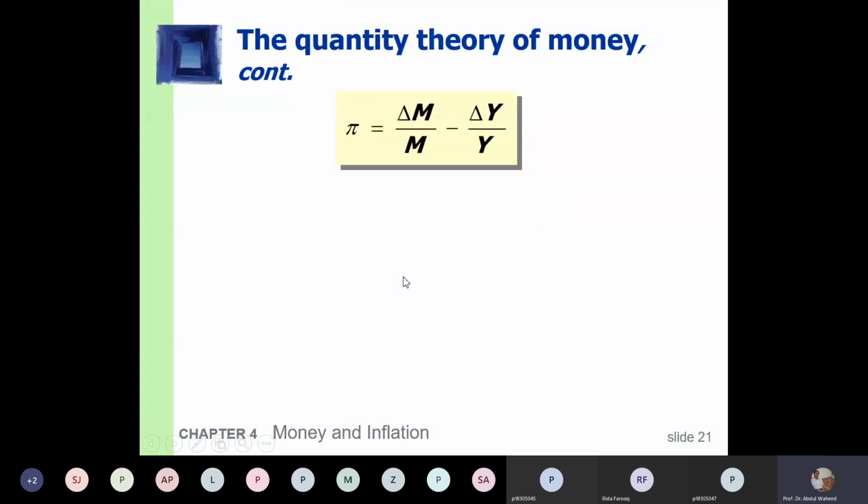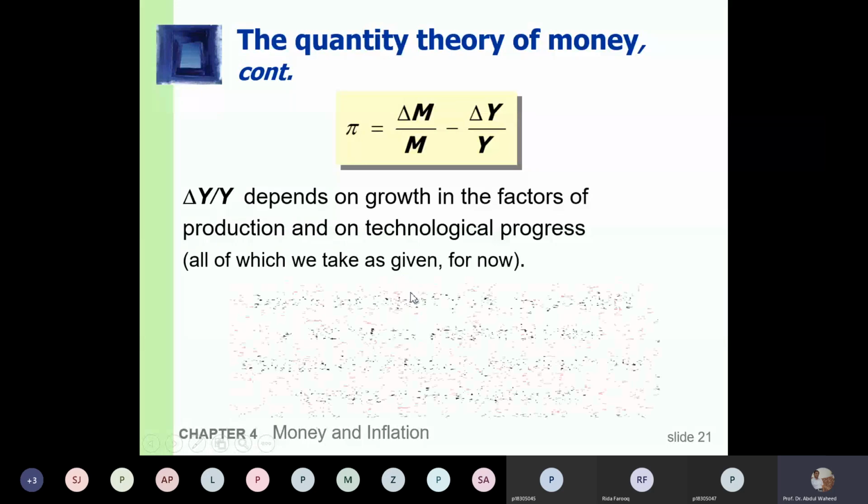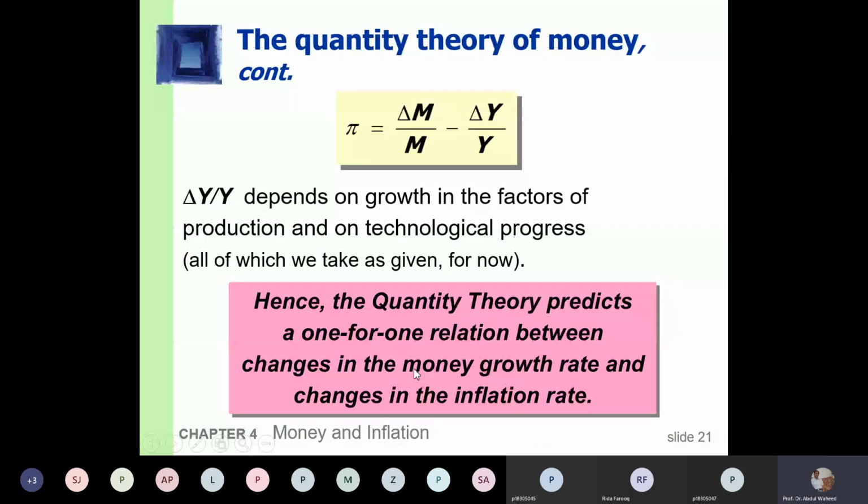Okay, so last class we discussed the quantity theory of money, and we concluded that there exists a direct and proportional relationship between money supply growth rate and inflation rate in the economy. So if money supply growth rate increases by 5%, then inflation rate will also increase by 5% if there is no change in real output growth rate.